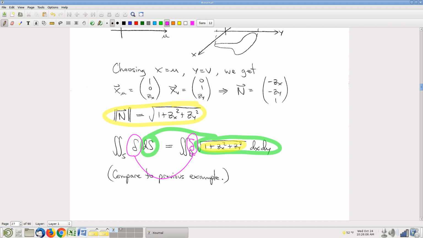I think this is a good formula to use sometimes. Now, I want to emphasize this is not an alternative to the original formula. The original formula is much more general. This formula here only works in the case of a rectangular graph. Lots of surfaces are not rectangular graphs.